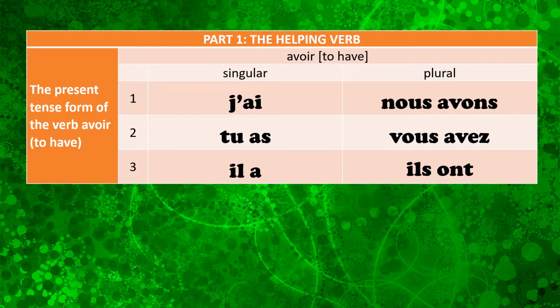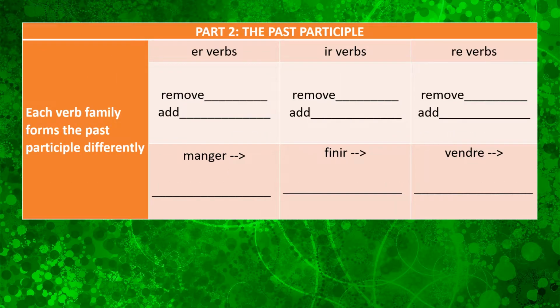Now we've got to deal with our past participle. Every verb's got a past participle, and each verb family forms the past participle a little bit differently. And as you know, we have 3 families of French verbs. We have the largest family, which is the ER verbs, so-called because their infinitives end with the letters ER. And we have the IR verbs, again, because the infinitive ends with IR.